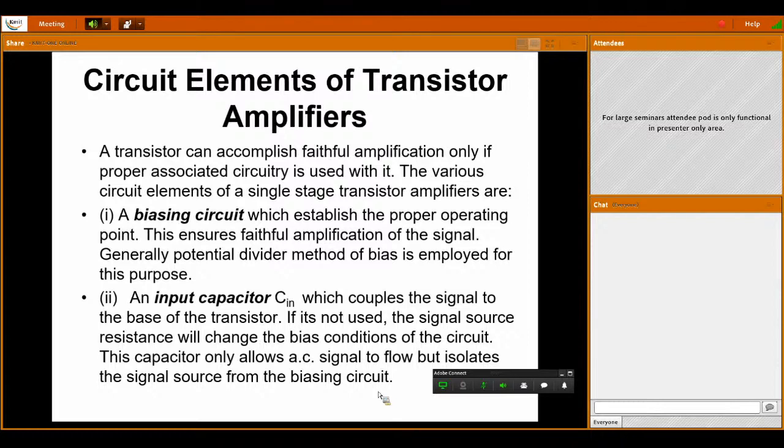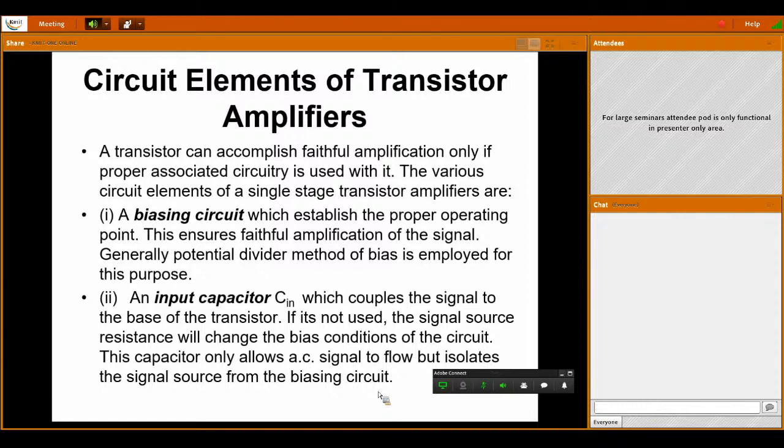Now, the circuit elements of the single stage CE amplifier are: first, the biasing circuit; second, the input capacitor; and third, the emitter bypass capacitor. What is the need of these three circuit elements, we will go through in detail. The biasing circuit, as we already discussed, can stabilize the operating point. It can establish a proper operating point, which ensures the faithful amplification of the signal.